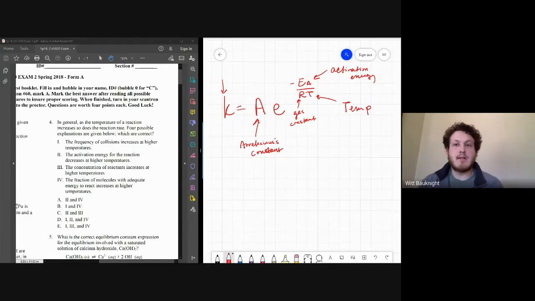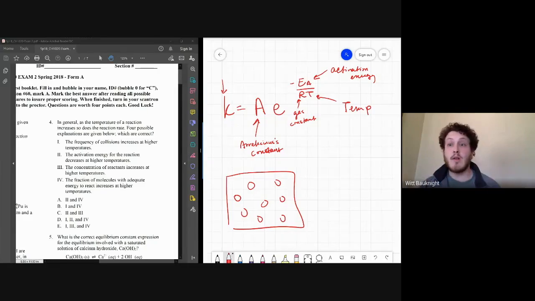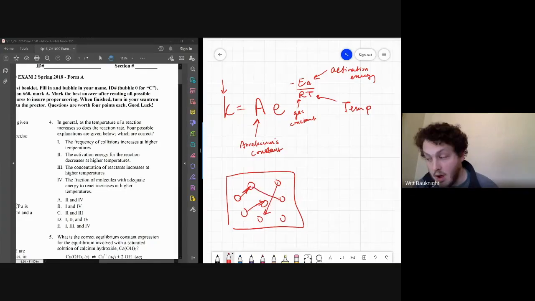So statement number 1 says that by raising the temperature, the frequency of collisions increases at higher temperature. So let's think about it on an atomic level. We have a whole bunch of bouncy balls in a jar. That's kind of like atoms. Well, if all these atoms are moving faster, they're going to hit more often. Imagine kind of lukewarm shaking a mason jar filled with marbles, and then imagine shaking it vigorously. There's going to be more collisions when you move faster.